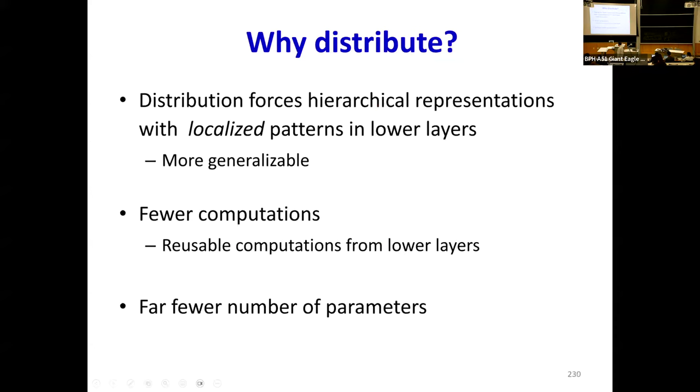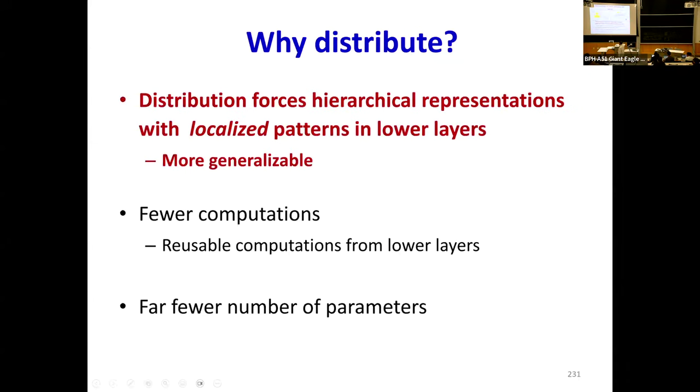Now, why distribute? Why bother with all of this? To see why, let's look at a very simple example. Firstly, distribution forces hierarchical representations with localized patterns in lower layers, so this is more generalizable. It also results in fewer computations and fewer parameters.